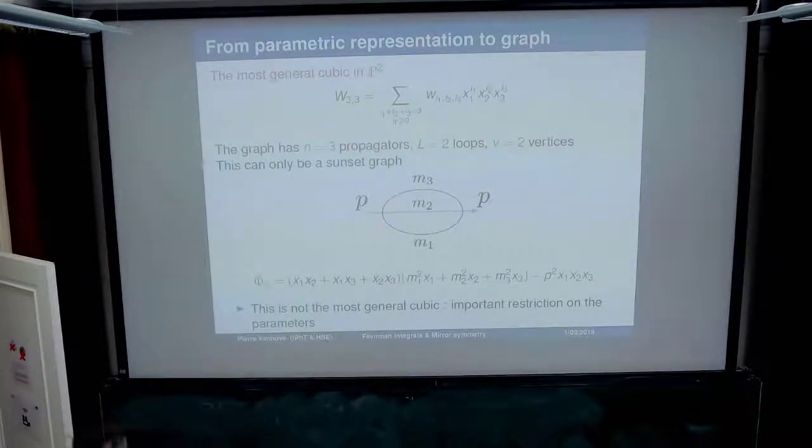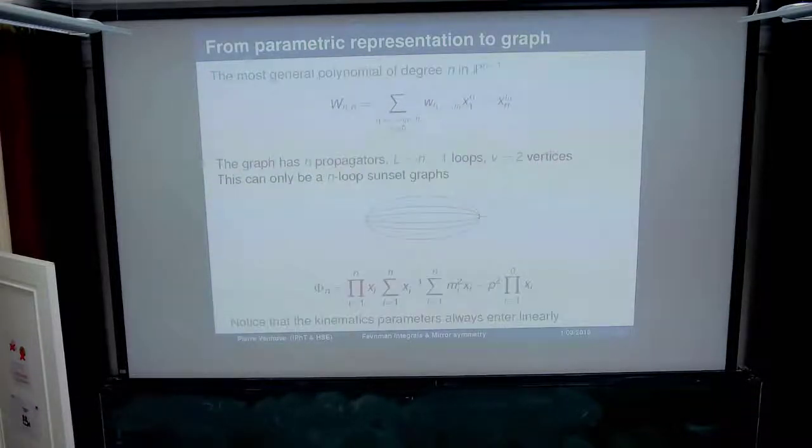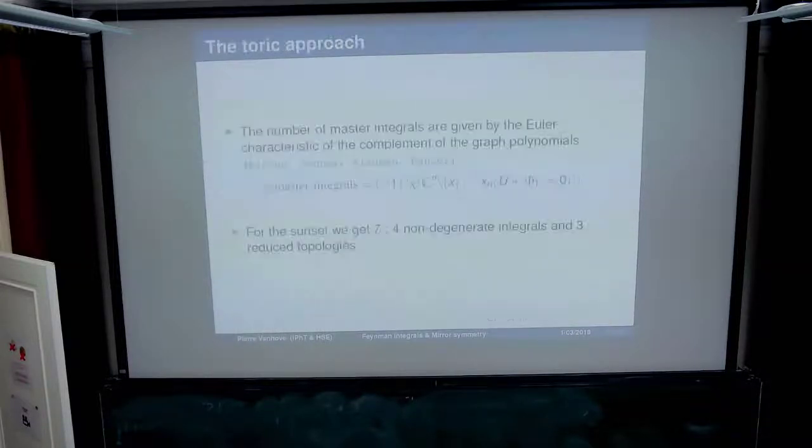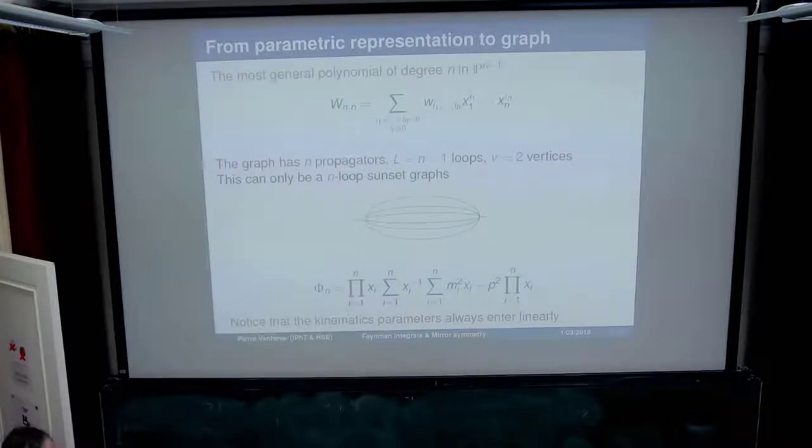So in a sense, if you think in terms of toric geometry, the graph polynomials are carving out a subspace in your toric space, okay? So that's going to come as important. And if you go to a general polynomial of degree L plus 1, if the degree of the sunset graph is correlated to the number of variables, then you find this, okay? And then again, it's a subset. So it's a specialization of the toric. Yes. Well, it's written in a very ugly way. I'm sorry.